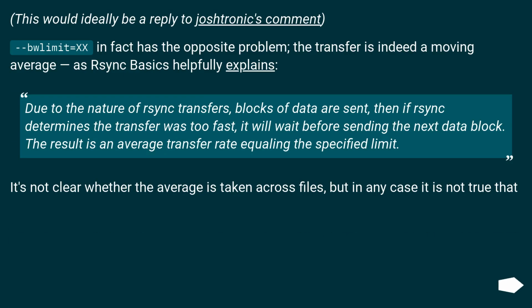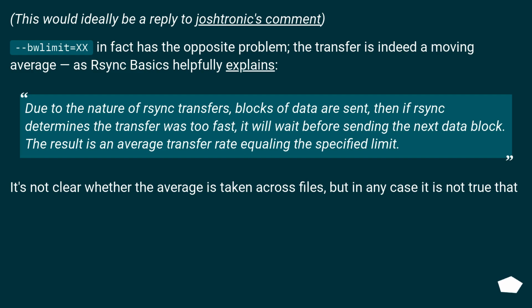This would ideally be a reply to Joshtronic's comment. --bwlimit=20 in fact has the opposite problem. The transfer limit is indeed a moving average, as rsync basics helpfully explains. Due to the nature of rsync transfers, blocks of data are sent, then if rsync determines the transfer was too fast, it will wait before sending the next data block. The result is an average transfer rate equaling the specified limit.